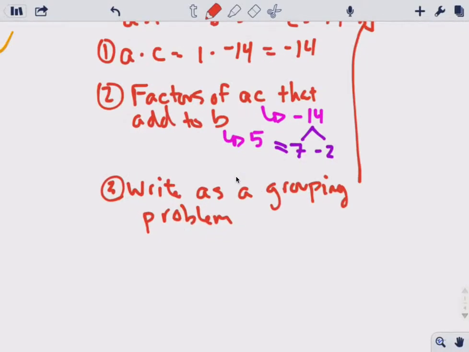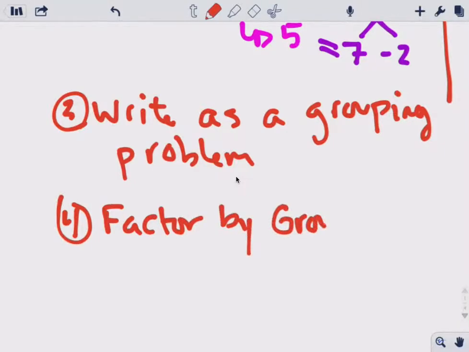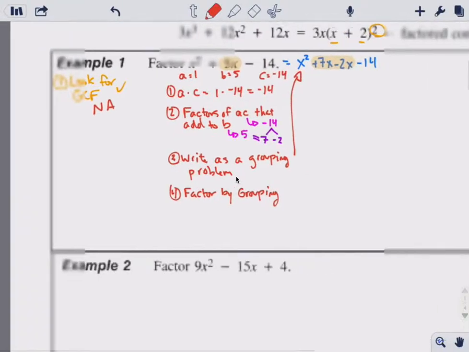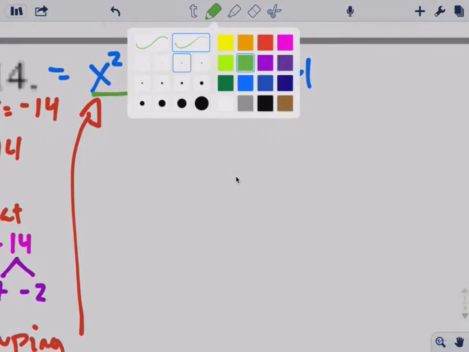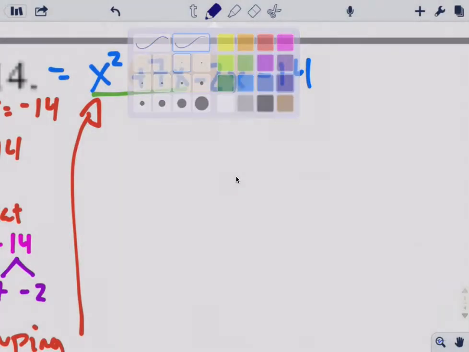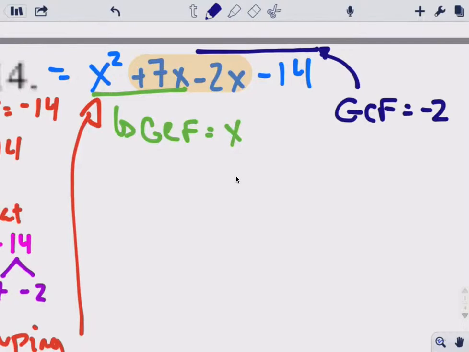And then our fourth step, since it's a grouping problem, we can now just factor by grouping, which we have already covered and you should be able to do. Some of these will be very basic grouping problems. This particular one, okay, I've got x squared plus 7x, and I've got negative 2x minus 14. So if I go here, my GCF of those is x. And if I go over here, my GCF is equal to negative 2.